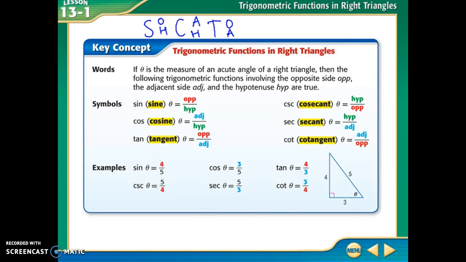So for example, if I have this special right triangle down here that is 3, 4, 5, I'm looking at theta, which is this bottom right angle here. So sine, opposite of the theta, is 4 over hypotenuse 5. And then that would make cosecant 5 over 4. Just flip it. Cosine, adjacent 3 over hypotenuse 5, would make secant 5 over 3. And then tangent, opposite over adjacent, would be 4 over 3, which makes cotangent 3 over 4.